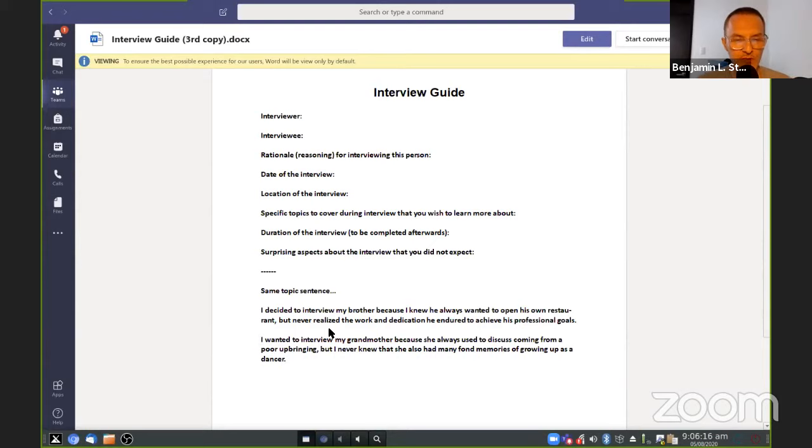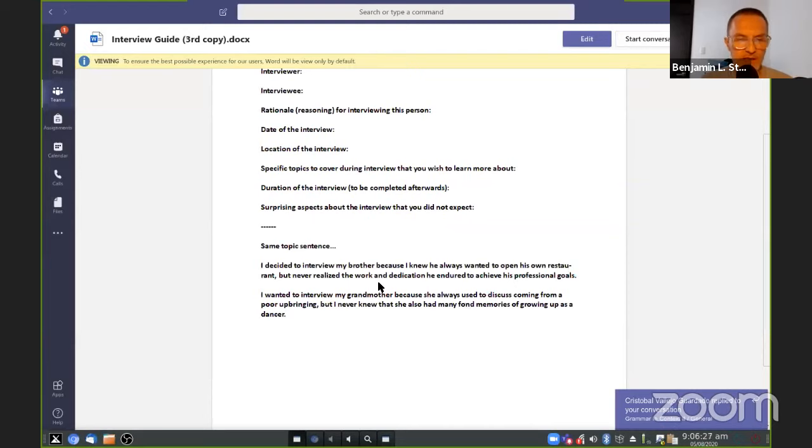So I provided here two examples that you might want to consider when you're developing your own topic sentence for your own paragraph. So the first example, I'll read it out and then we'll look at it in greater detail. So the first example: I decided to interview my brother because I knew he always wanted to open his own restaurant, but never realized the work and dedication he endured. So notice that there are essentially two parts of this topic sentence.